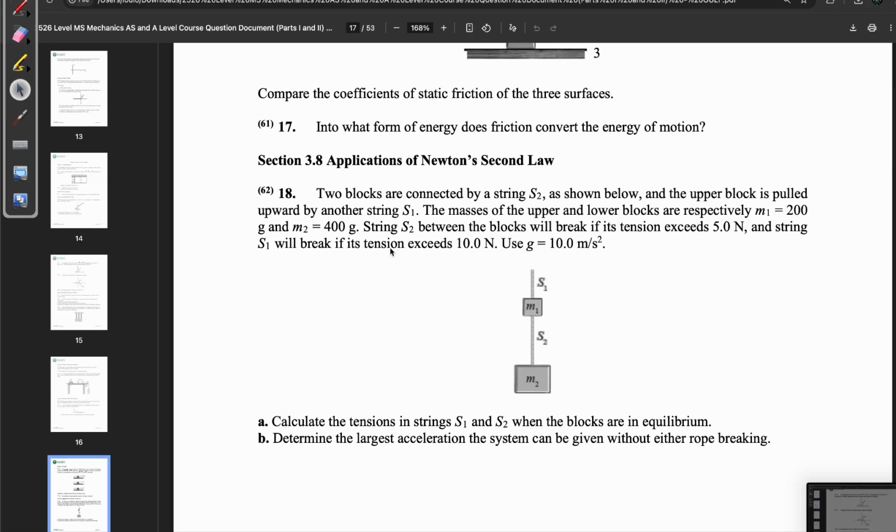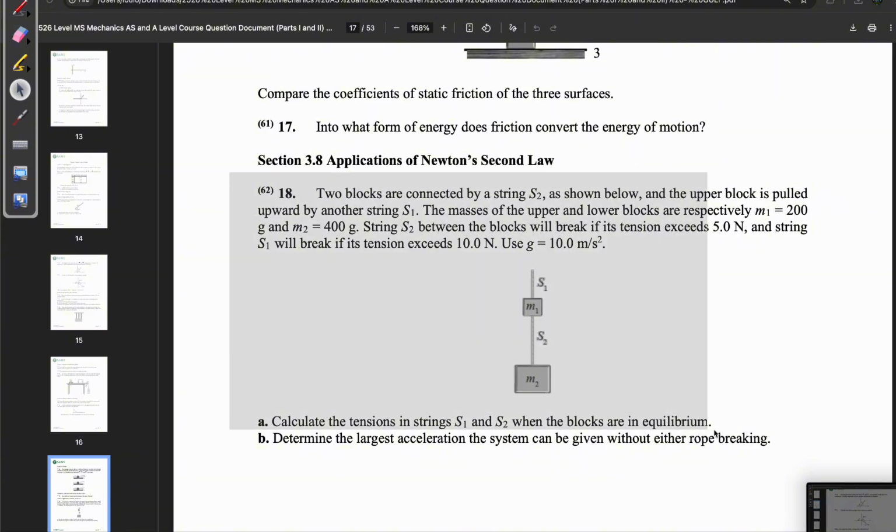Two blocks are connected by a string S2 as shown below, and the upper block is pulled upward by another string S1. The masses of the upper and lower blocks are respectively m1 equals 200 grams and m2 equals 400 grams. String 2 between the blocks will break if the tension exceeds 5 newtons, and string S1 will break if tension exceeds 10 newtons. Use g equal to 10 meters per second squared.